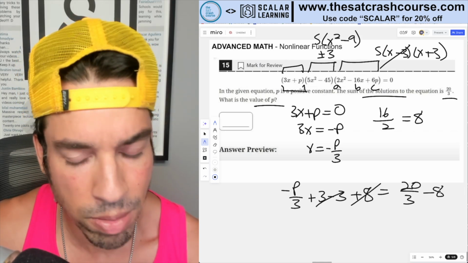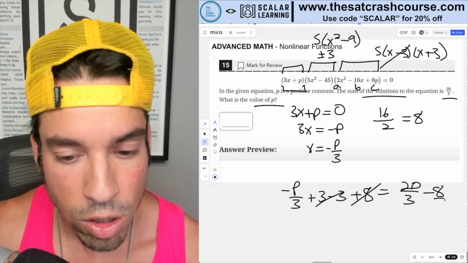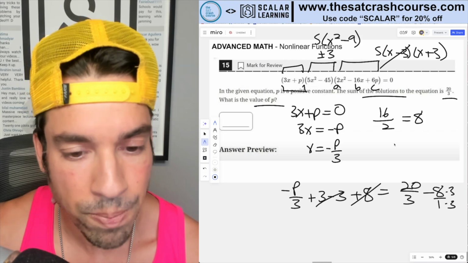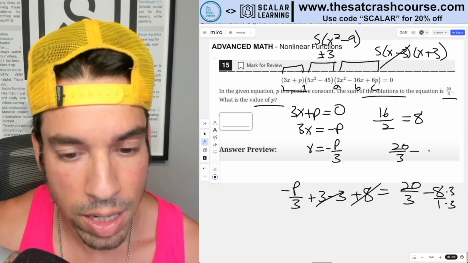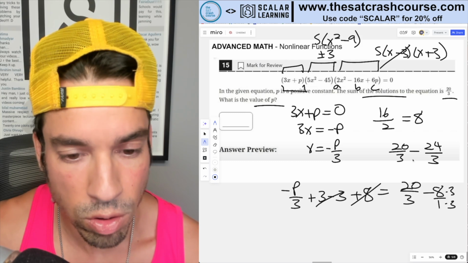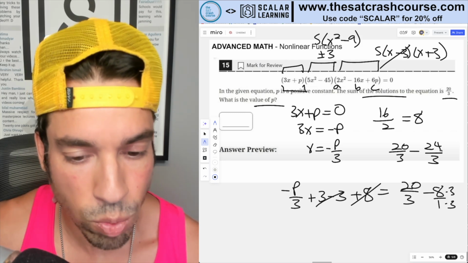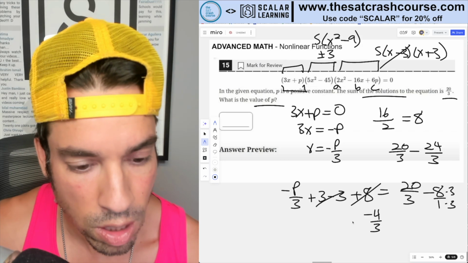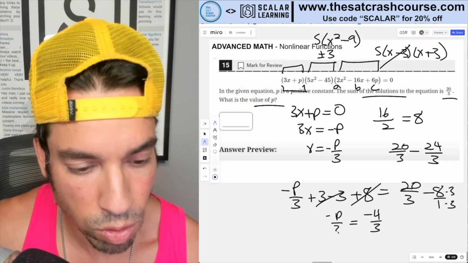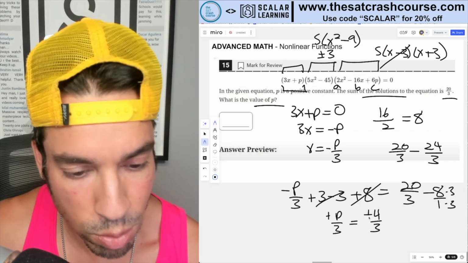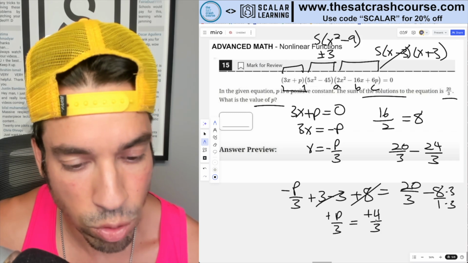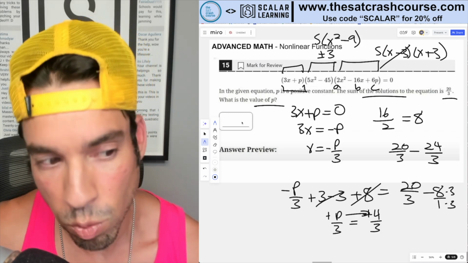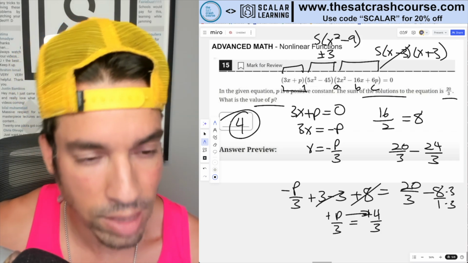Now, obviously, to simplify, I'd love to have common denominators, so I'm going to multiply by 3 over 3. Then I have 20 thirds minus 24 thirds. And 20 minus 24 is, of course, negative 4. So I have negative 4 thirds equals negative p over 3. Multiply both sides by negative 1. Boom, boom. And so if p over 3 equals 4 over 3, p must equal 4, which means 4 is the winner. That's how you do it.